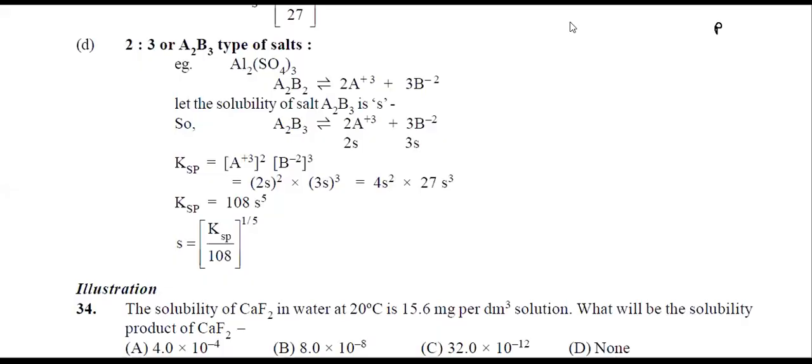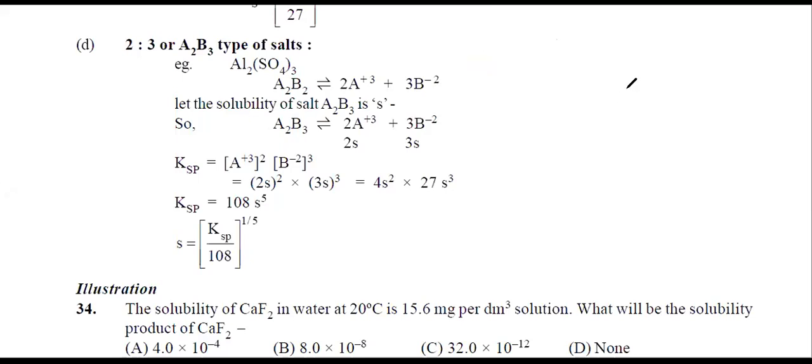I guess all of you have understood the problem. Try to solve this. So first, what is the molecular weight of CaF2? Tell me, what's the molecular weight of CaF2? Very good. Correct answer.